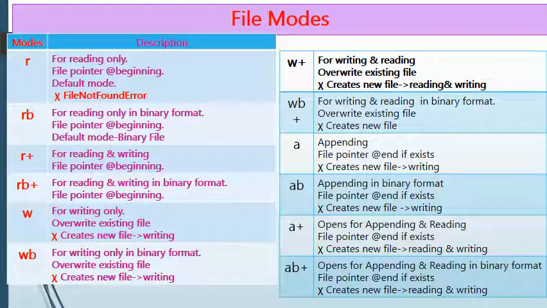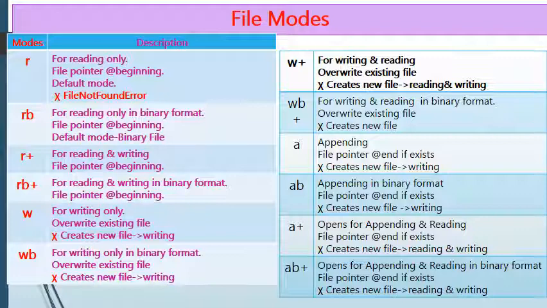If it is A plus that you are going to use in a text file, it opens for appending and reading. The file pointer will be pointing at the end of the file. You can attach your new content to that. If the file does not exist, it will create a new one for you. In that one you can do both reading and writing.